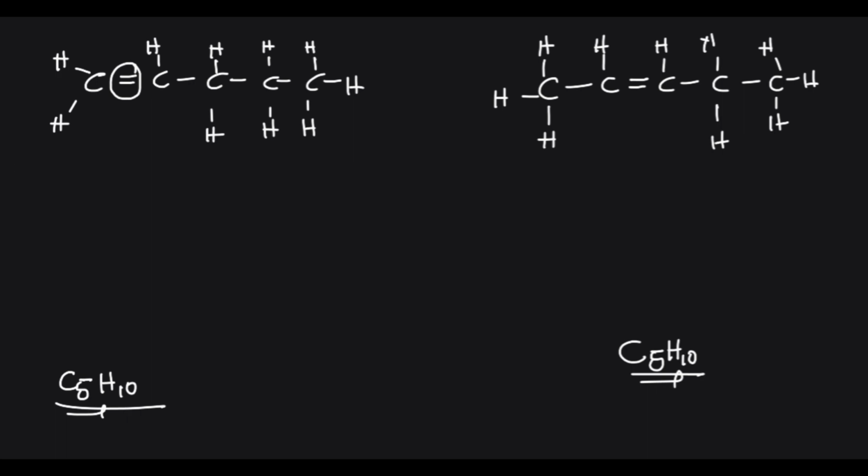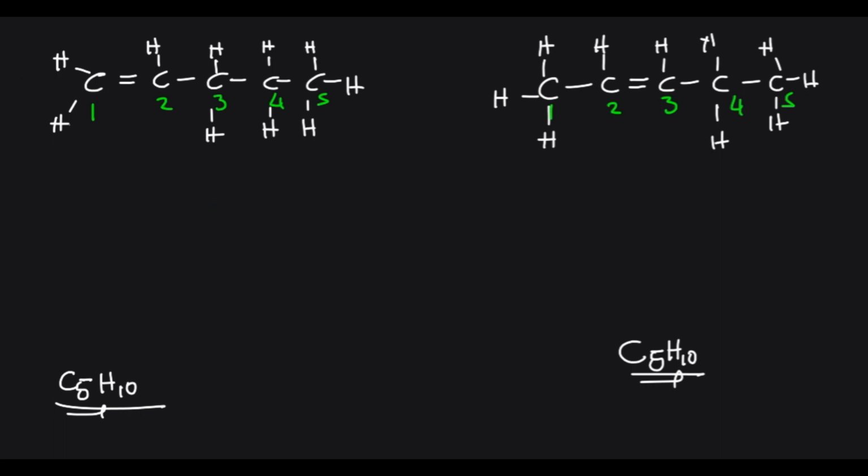So what I'm saying is, if we number it, we have 1, 2, 3, 4, 5. We can see that the first double bond is on carbon number 1. But if we number this one, 1, 2, 3, 4, 5, we can see that this time the double bond is on carbon number 2. So that is what we call the position isomer, where the double bond is located. These are the two types of isomers that we have under alkenes.